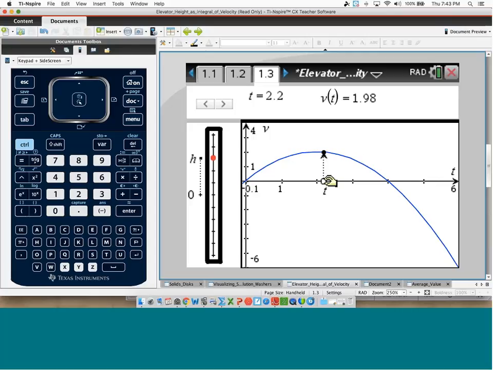Now watch what happens to the red dot. Oh, it's still going up. It's still going up, but the graph is going down. Why? This is where students have to remember, this is the velocity function. It's giving you an idea of the speed that it's going, and it's still speed and direction.